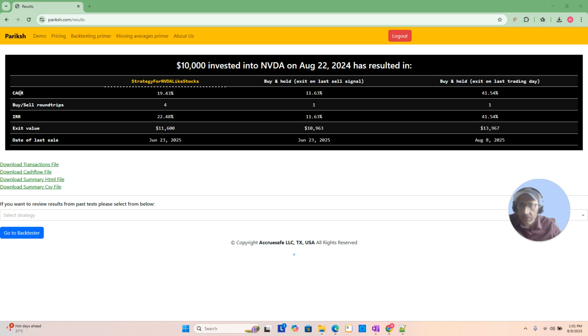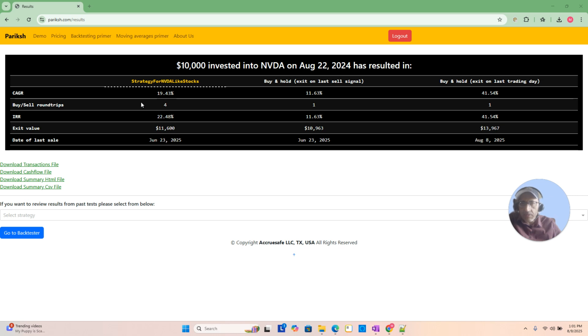So the first row here is the CAGR, which is the compounded annual growth rate, the year-on-year growth over this duration starting from August 22nd, 2024 till June 23rd, 2025, which was the last sell signal. There was a return of 19.43%. And during this duration, there were 4 round trips. Each buy and sell is considered a round trip.